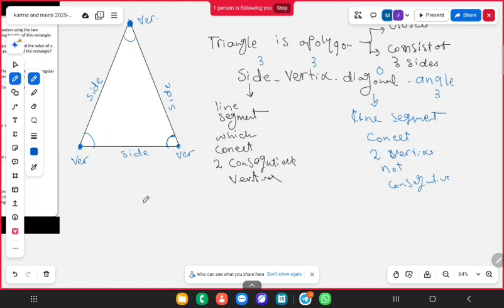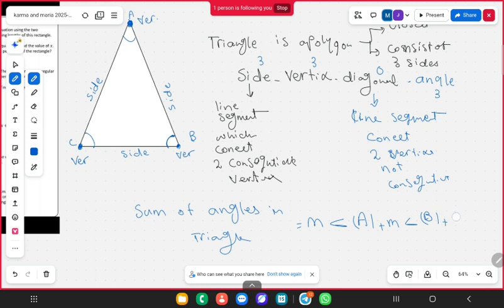Then what is the sum of angles in a triangle? If I add the 3 angles together, if I call them A, B, C, the measure of angle A plus the measure of angle B plus the measure of angle C equals 180 degrees. And it's a very important rule. Why? Because I will use it in all the polygons or regular polygons that come after this.